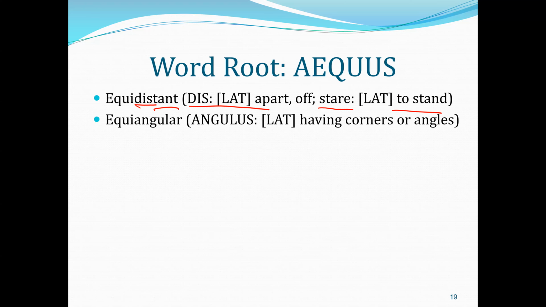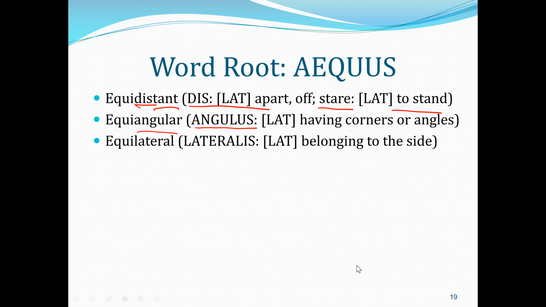Equiangular. Angular comes from the Latin root angulus, meaning having corners or angles. So equiangular means having equal angles or corners.